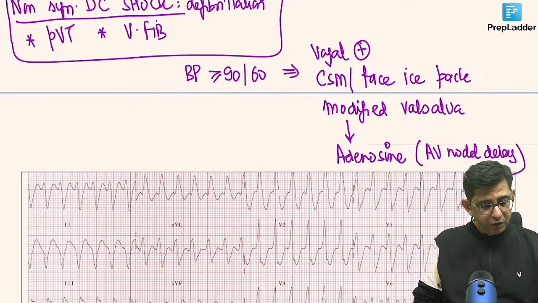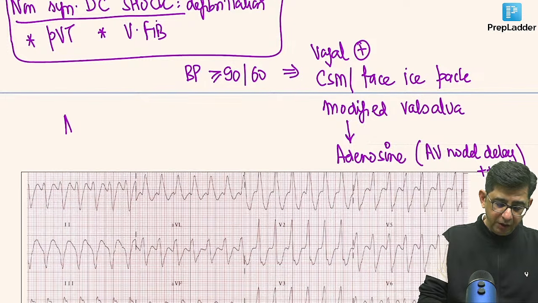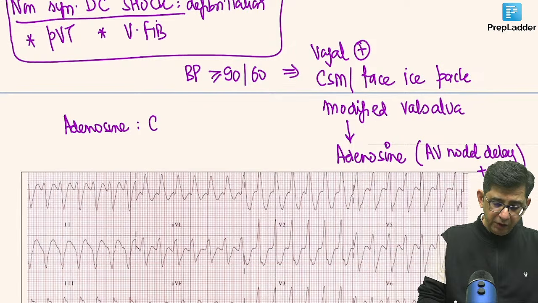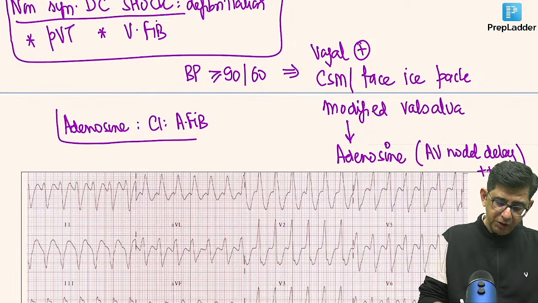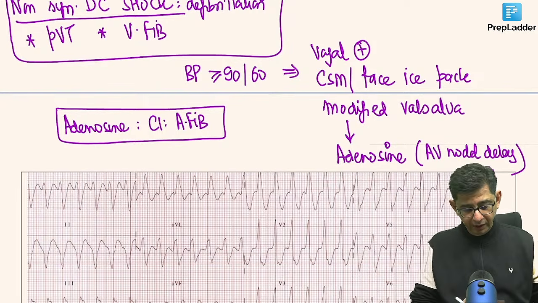So no, this would not be acting on the SA node. It is rather acting on the AV node and will help in controlling the arrhythmia. Adenosine is contraindicated in atrial fibrillation. We don't give adenosine to patients of atrial fibrillation or flutter. We give adenosine only in PSVT, that is paroxysmal supraventricular tachycardia.